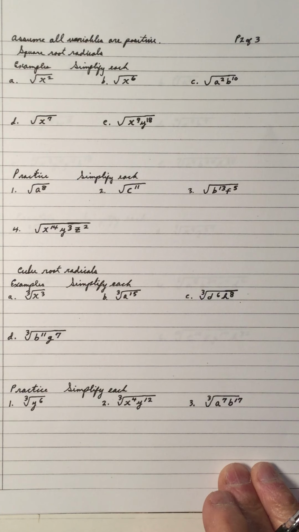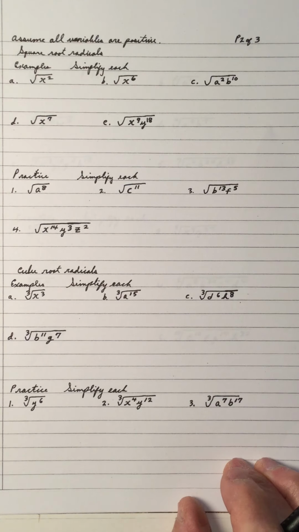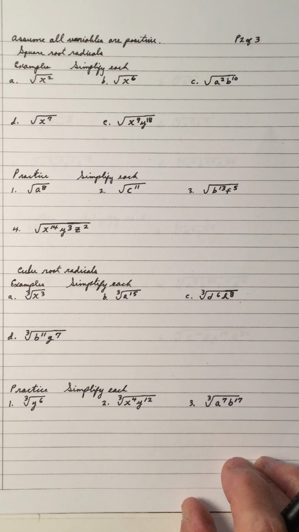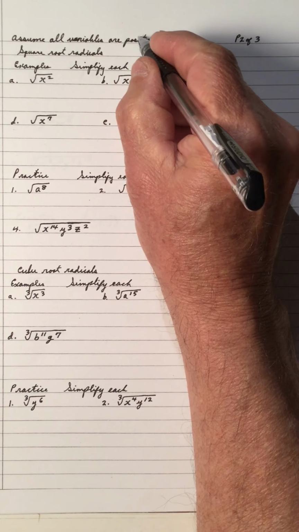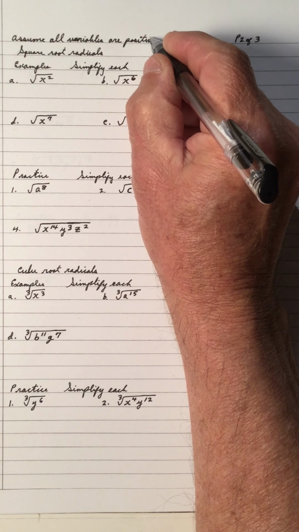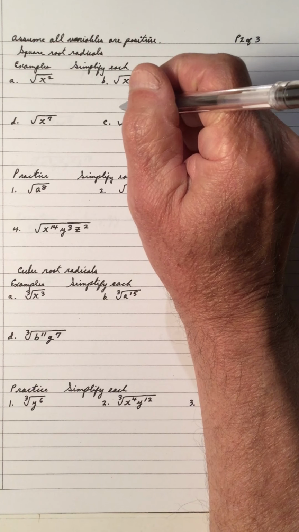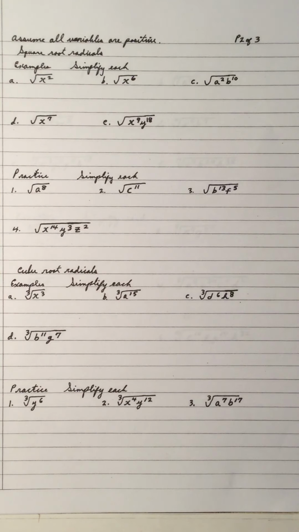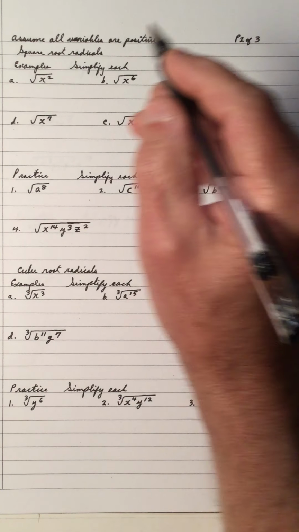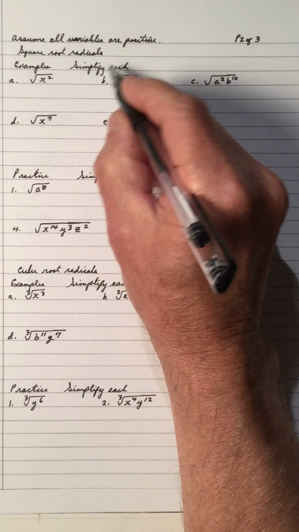Welcome to my video on simplifying radicals with algebraic expressions. Instead of numbers, we just have variables inside the root. Assuming all variables are positive, there's another little something to do if the variables are negative, so we have to do the absolute value, but I'm not worried about that right now. Square root radicals, simplify each.